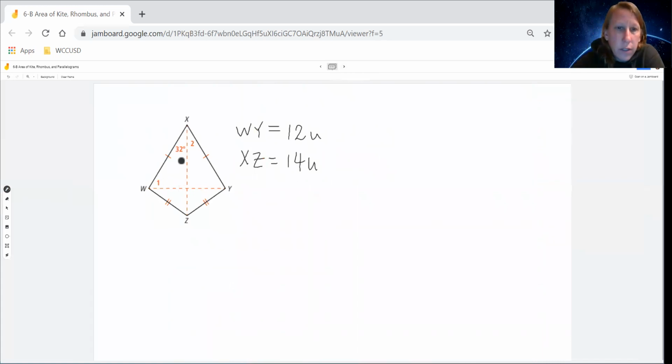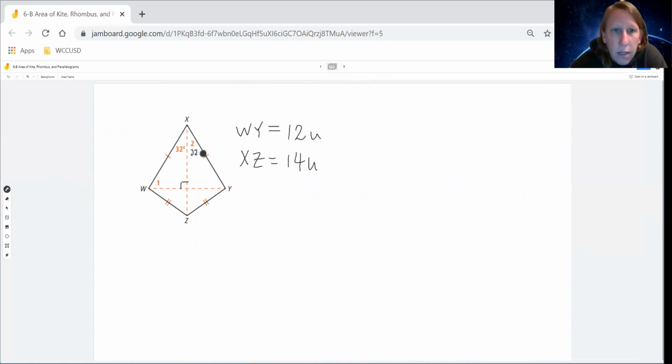So I'm going to look at this figure. First of all, I know this is 32 degrees just because it is. I know these are right angles. Okay, and I could use triangle sum theorem to figure out what that is. I would just do 90 minus 32. And that would tell me that.